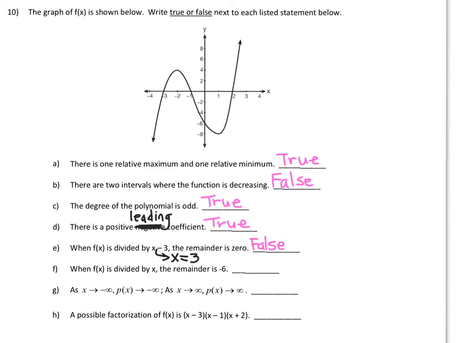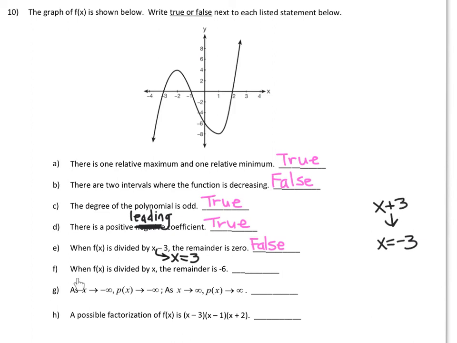If the question had said, when f of x is divided by x plus 3, so let's just say we were dividing by, I'm going to do this off to the side, x plus 3, okay? Wouldn't the 0 that corresponds with that be x equals negative 3? Now, if we went to x equals negative 3 on the graph, let's follow it over here. Look at that. The y value is 0. Okay, so the remainder would also be 0. So if they had rephrased this question as when f of x is divided by x plus 3, then it would have been a true statement.